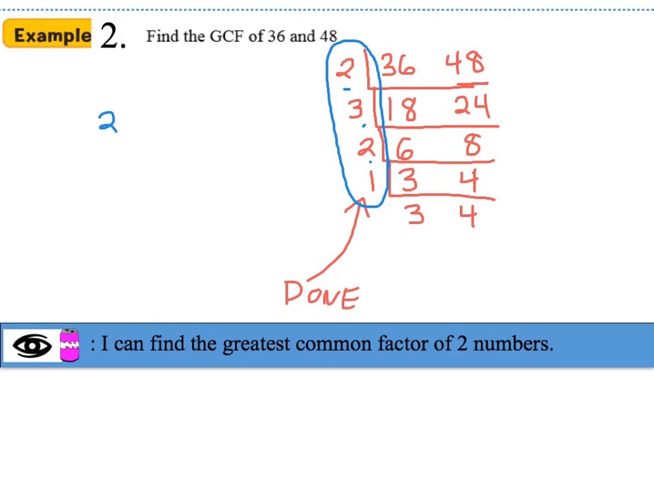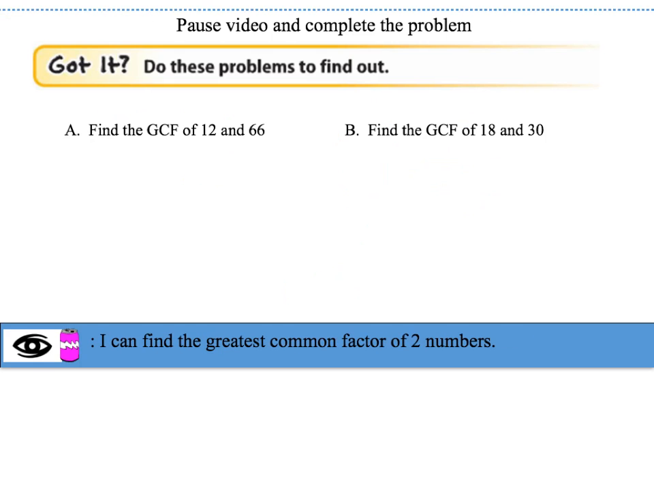So I've got 2 times 3 times 2 times 1. If I multiply all those numbers together, I'll get 12. So 12 is the GCF, or the greatest common factor, of 36 and 48. So go ahead and pause the video and complete this got it problem, and we'll discuss the answers in class tomorrow. Notice there's 2 got it problems on this slide, got it problem A and got it problem B.